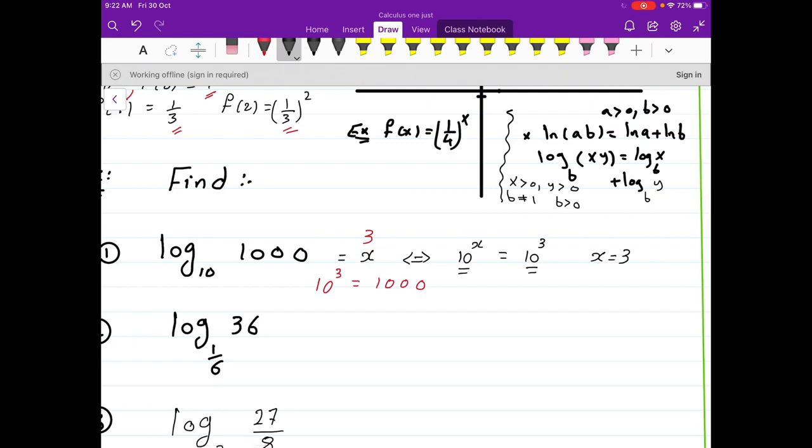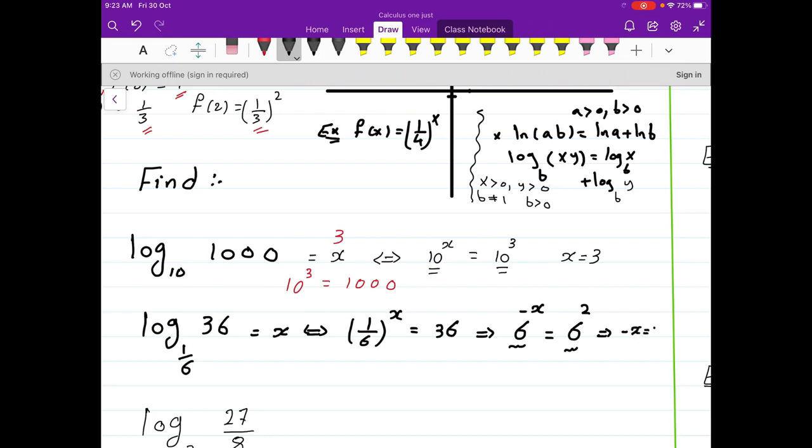Now find log 36 to the base 1 over 6. This is equivalent to x if and only if 1 over 6 to the power x equals 36. Now this is equivalent to 6 to the power minus x equals 36, the same as 6 squared. Now the bases are equal, so we get minus x equals 2. Since the bases are equal, the exponents are equal. So x equals minus 2, so the answer is minus 2. What does it mean? You find log 36 for the base 1 over 6 equals minus 2. This means 1 over 6 to the power minus 2 equals 36.